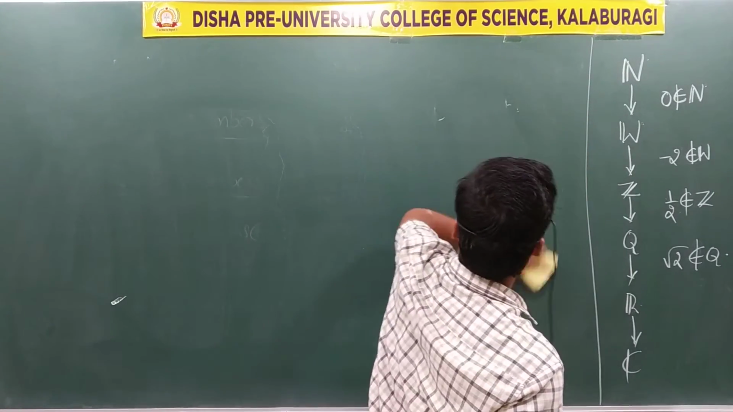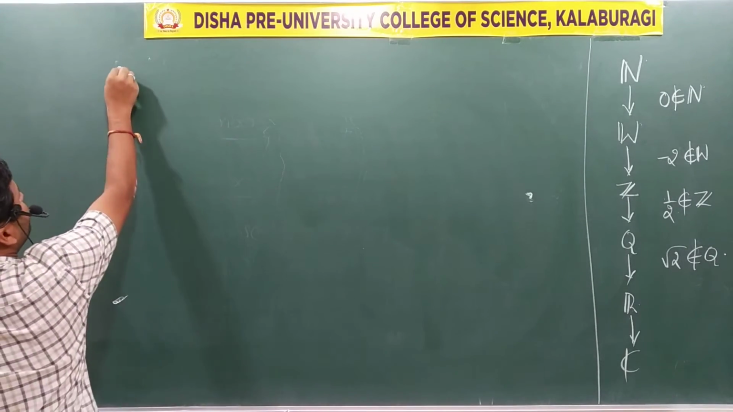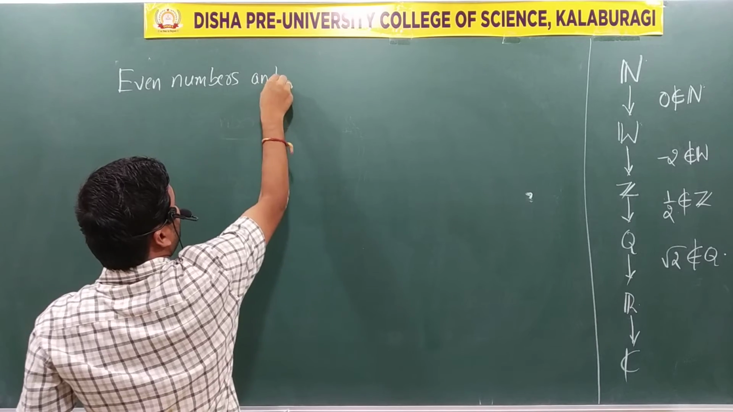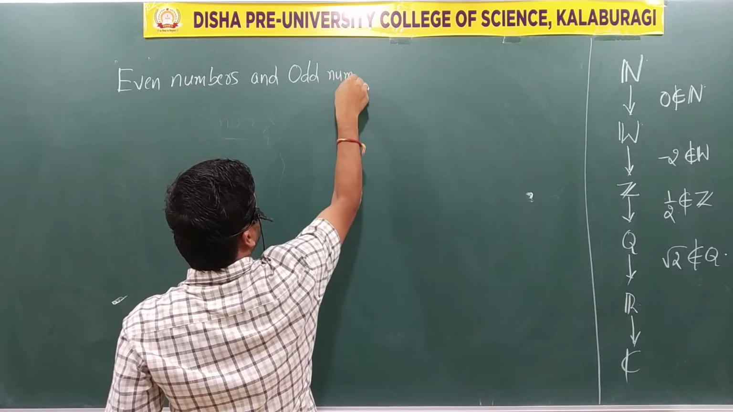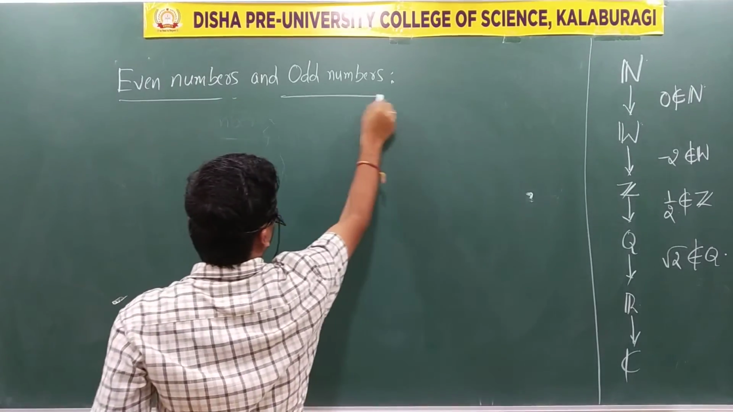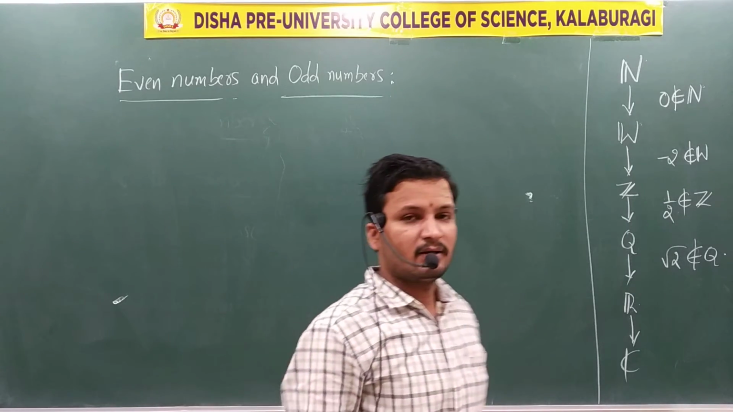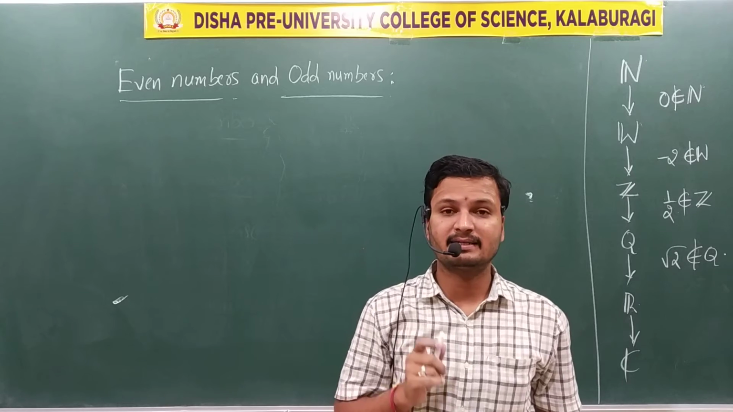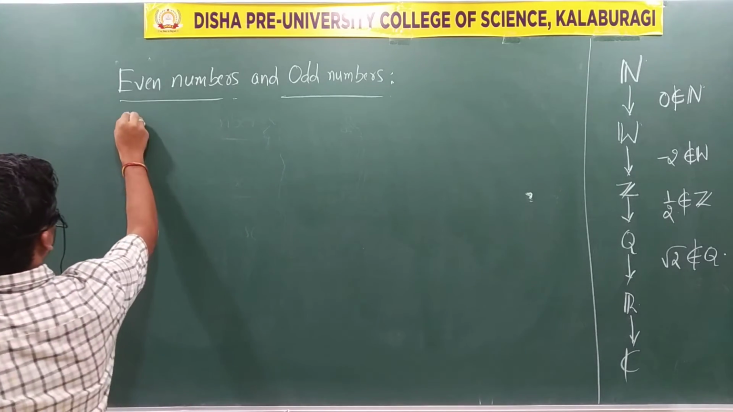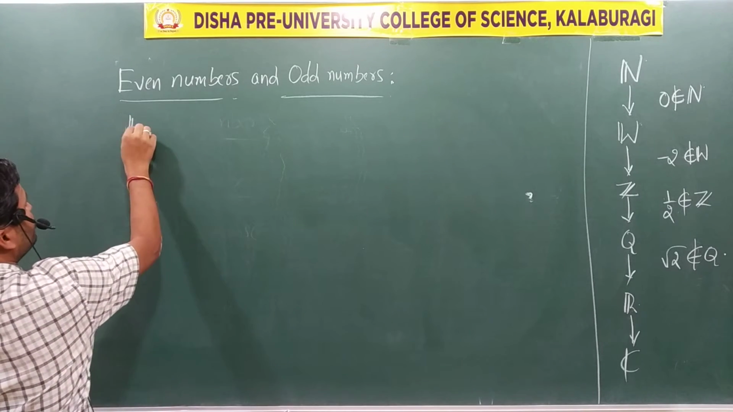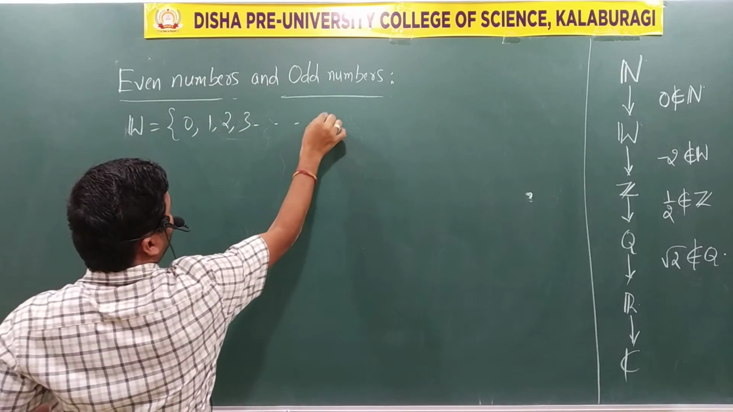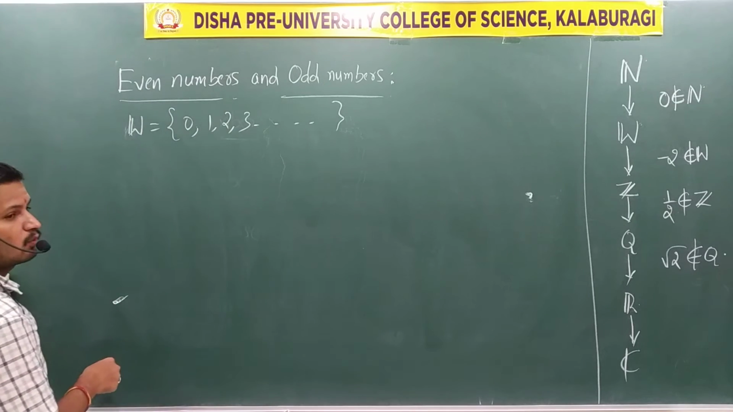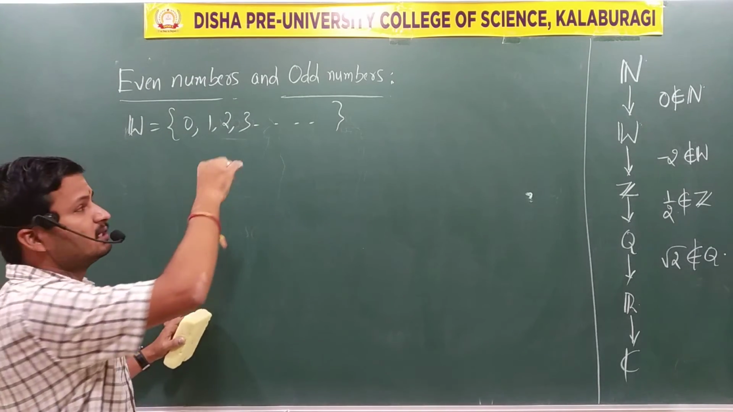And next is even numbers and odd numbers. So, what are the even numbers and odd numbers? A whole number is said to be an even number if it is divisible by 2. This is the collection of the whole number set: 0, 1, 2, 3 and so on. Any whole number is an even number only if it is divisible by 2.